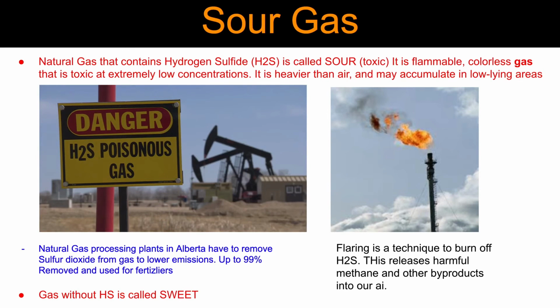Sour gas, natural gas that contains hydrogen sulfide, is called sour or toxic. It's a flammable, colorless gas that's toxic in extremely low concentrations. It's heavier than air and may accumulate in low-lying areas. We have this problem with hydrogen sulfide because we have a ton of natural gas, so there are signs like the ones you're looking at right now: danger, poisonous gas. You don't want to be around there breathing that in. Natural gas producing plants in Alberta have to remove sulfur dioxide gas to lower emissions, up to 99% removed, and then use it for fertilizers.